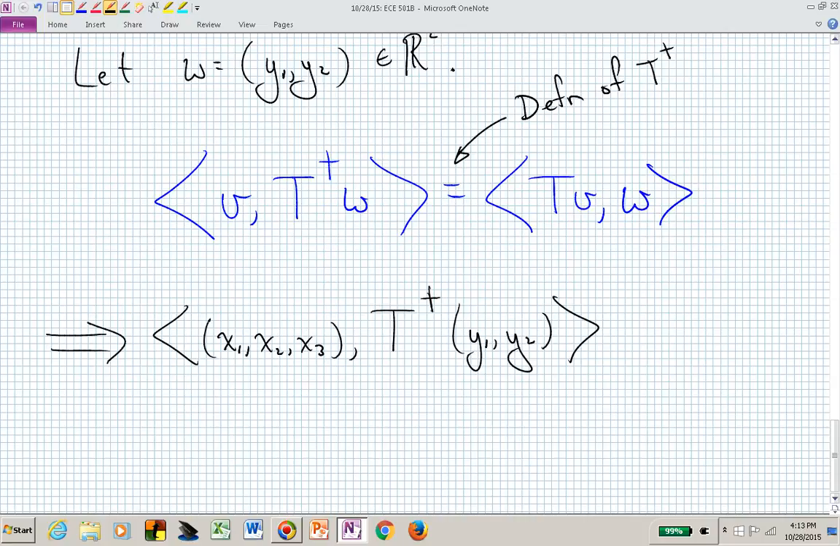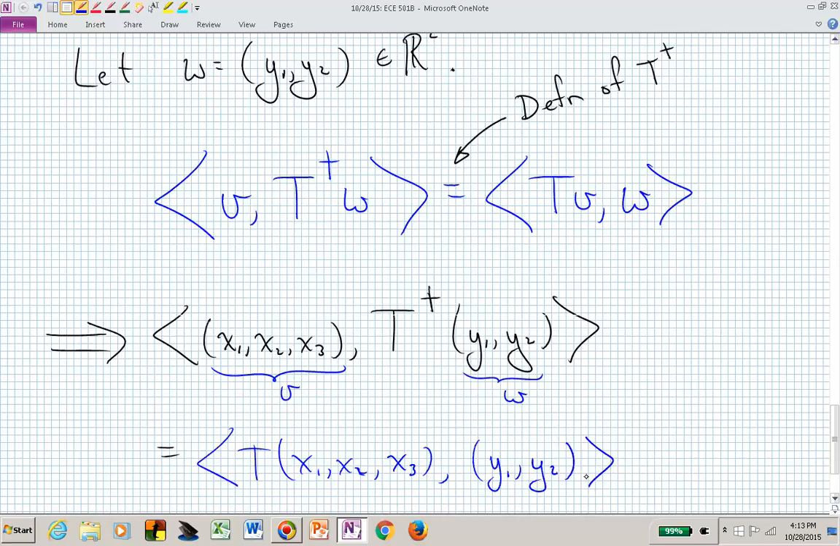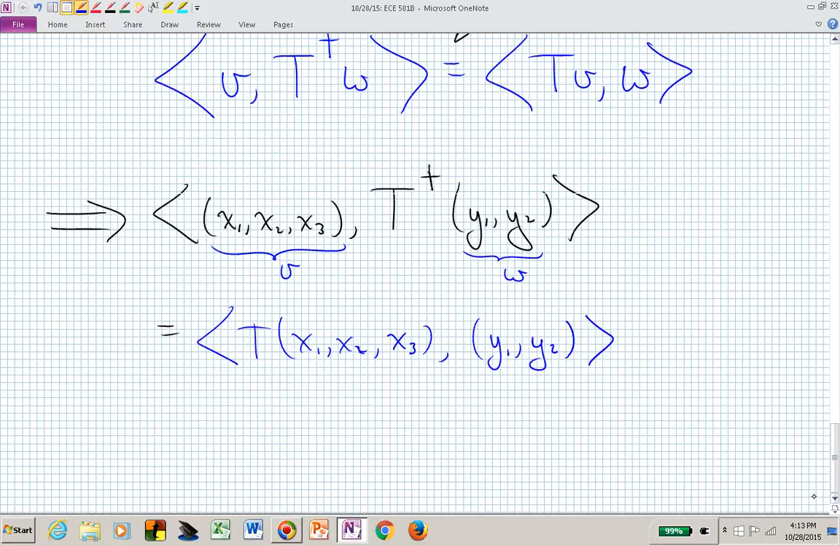And by the definition of the adjoint from up above, this is just our vector V, and this is our vector W. That's V, comma, T dagger W. We know that that's equal to TV, which is T operating on X1, X2, X3, with W, which is Y1, Y2. And that equality is just the definition of the adjoint.